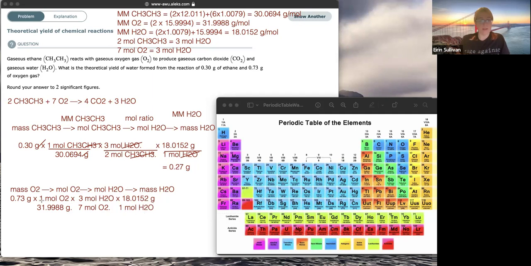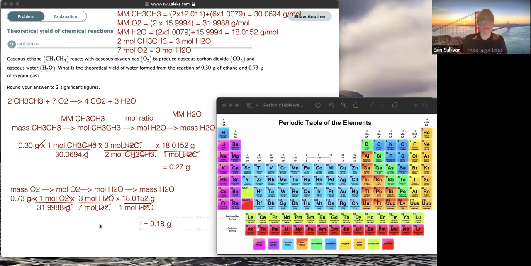So let's just make sure everything is cancelling correctly. Grams cancels, moles of oxygen cancels, and moles of water cancels. So we're going to get a number. It's going to be the mass in grams of water. Okay, right. 0.73 divided by 31.9988 times 3 divided by 7 times 18.0152. If I've used a calculator correctly, I get 0.1761 grams. We're asked for 2 sig figs. That'll be 0.18 grams.